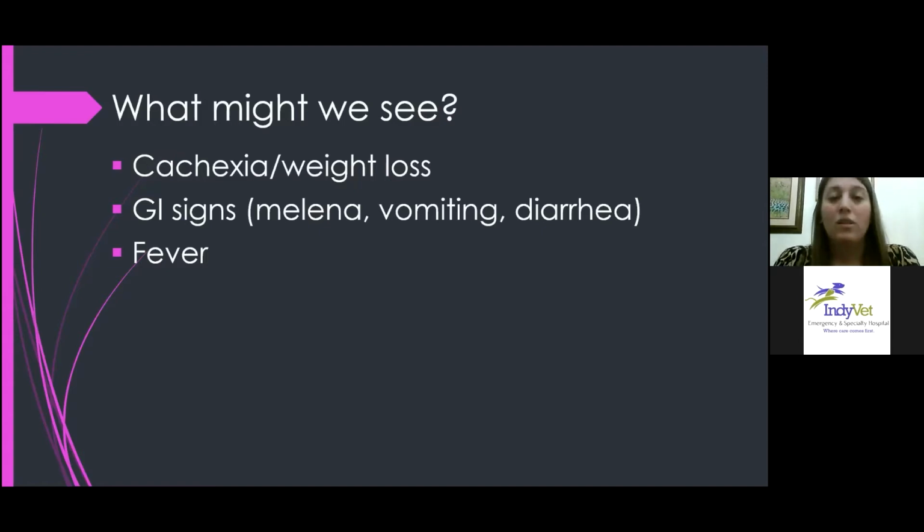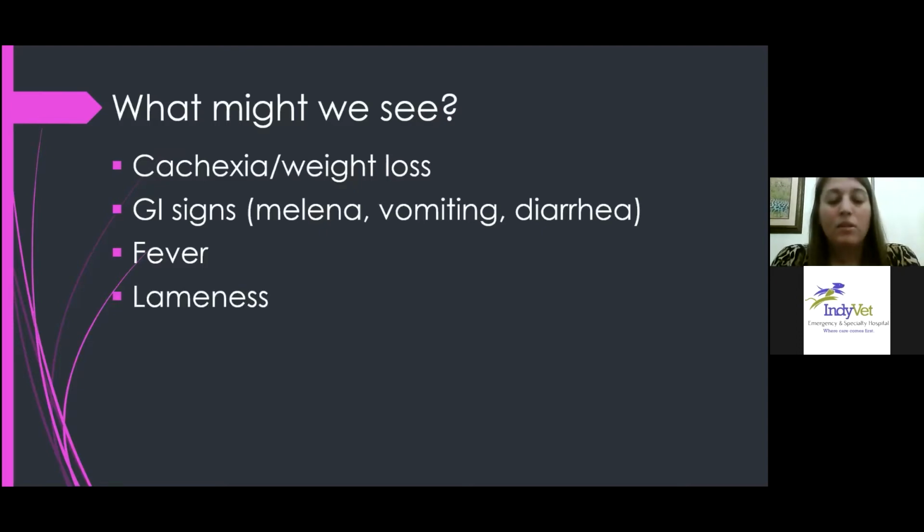We can also see a fever with secondary infection, especially in ulcerated masses. Mast cell tumors are very common to get ulcerated. If we have sepsis with a perforated GI tumor, or if a patient is already undergoing chemotherapy and they get a low neutrophil count, they can get a fever as well.